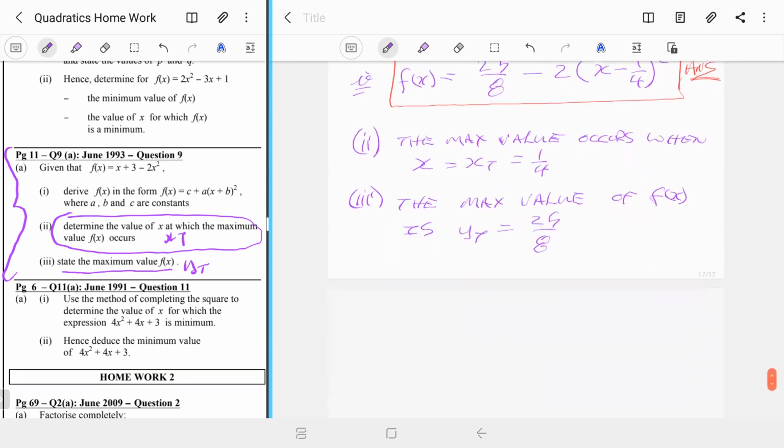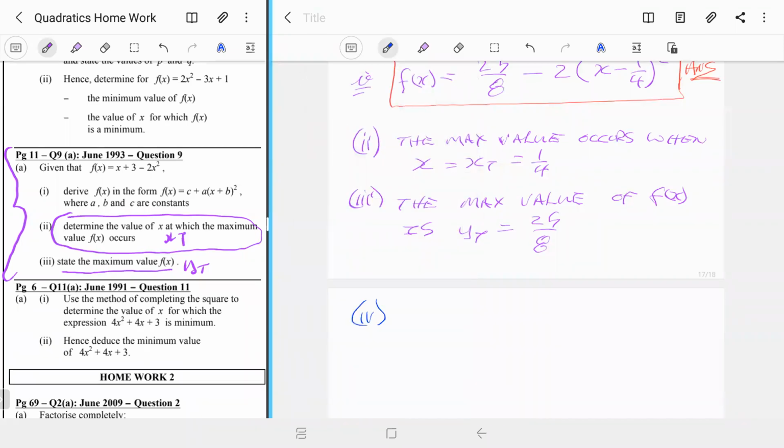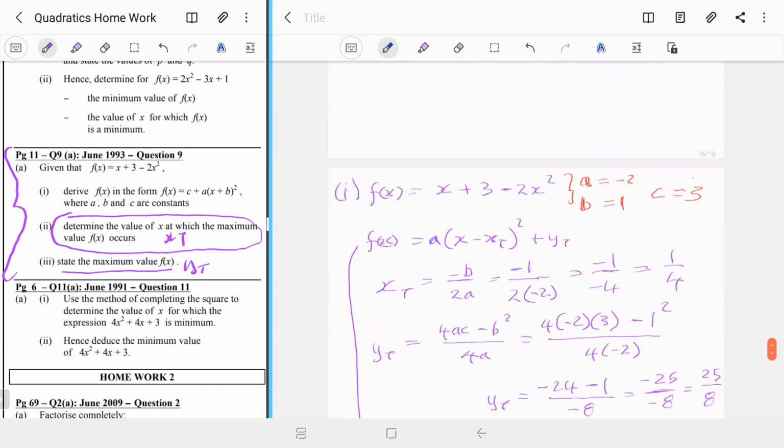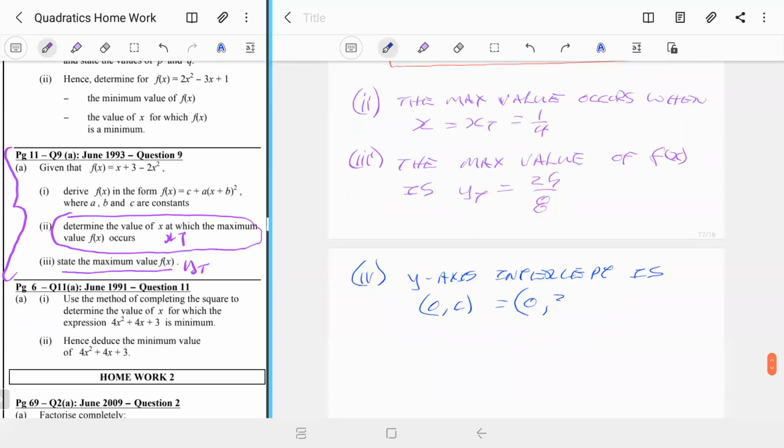Now suppose they ask us for the axis of symmetry. Let's put in some additional stuff now. Put it in blue. They never ask what to put it in. Suppose they wanted the y-axis intercept. We'll write it. The y-axis intercept is the point 0, c, which is 0, and what's the c value again? The c value is 3, right? So it crosses the y-axis at 3.